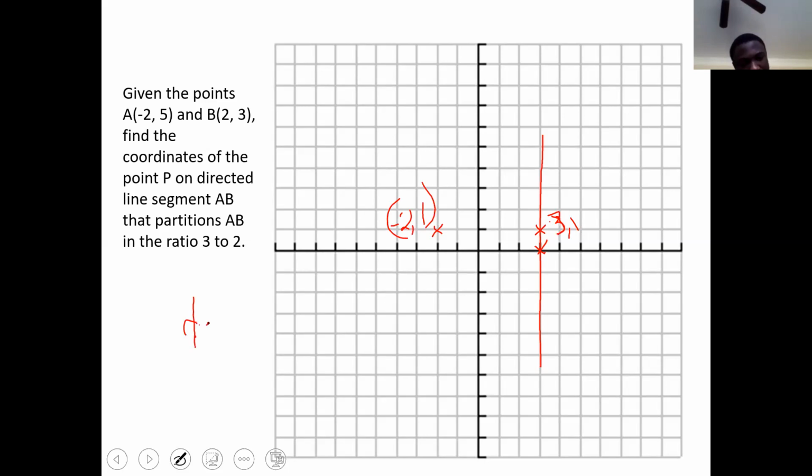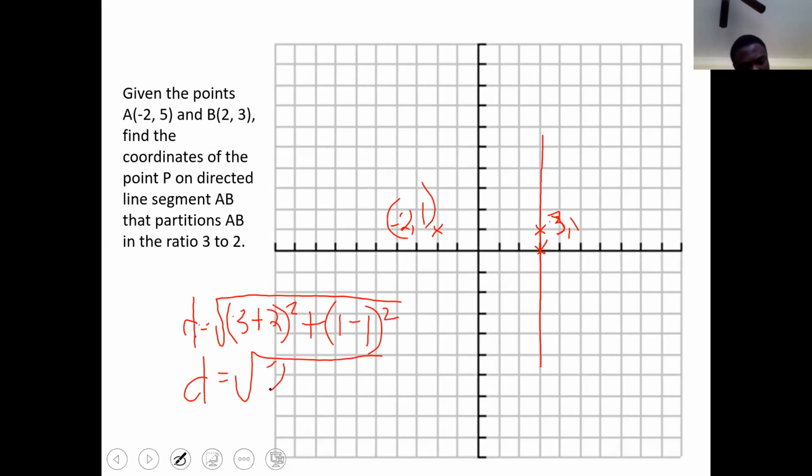D is equal to the square root of, was it x sub 2 minus x sub 1, so x sub 2, we're going to say is 3 plus 2, because it's a negative, squared, plus y sub 2, which is 1, minus y sub 1, which is 1, squared. D is equal to the square root of 5 squared, which is 25, and D should equal 5.